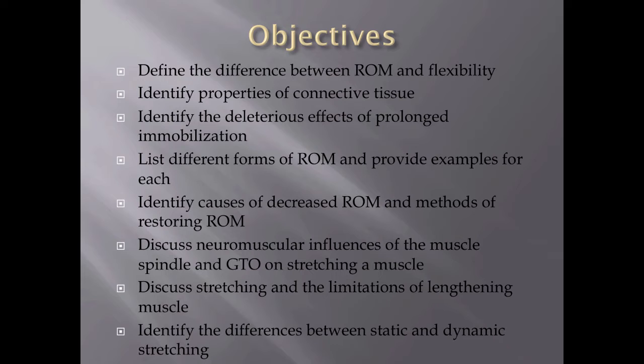We'll list different forms of range of motion and provide examples for each. We will identify causes of decreased range of motion and methods of restoring range of motion. We'll discuss the neuromuscular influences of the muscle spindle and the GTO on stretching of a muscle. And we'll discuss the stretching and the limitations of lengthening a muscle. And then lastly, we'll identify differences between static and dynamic stretching.